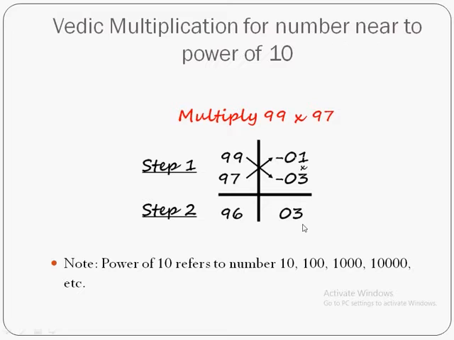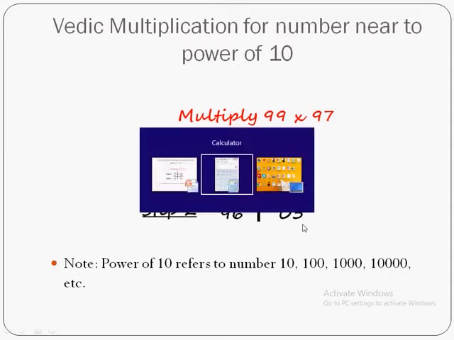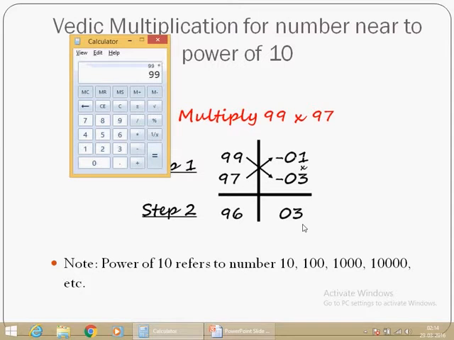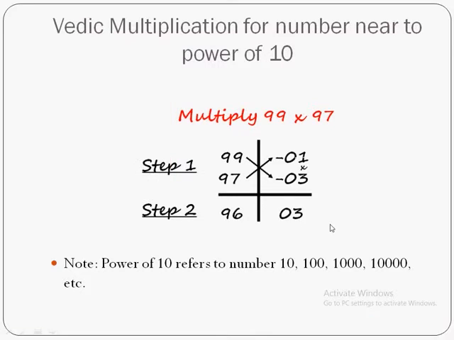99 into 97 gives you 9603. So let us verify. 99 into 97 is 9603. So let us take one more example. Here what we are doing is we are multiplying 98 with 97. Now 98 is short by 2 and 97 is short by 3.